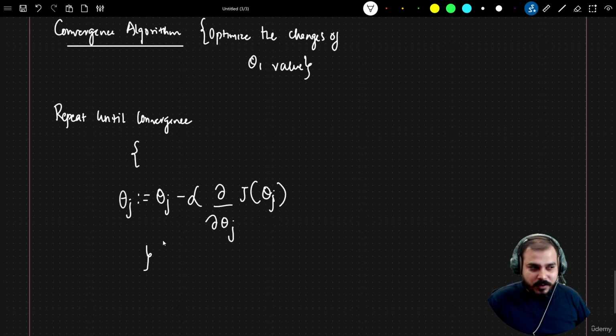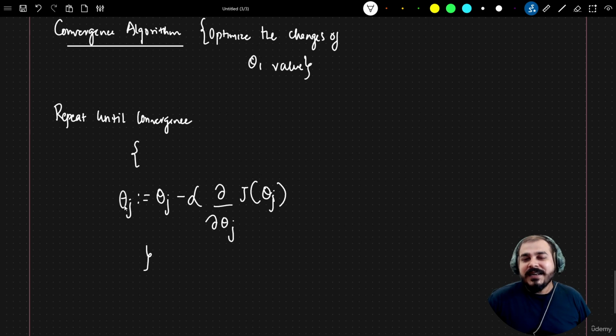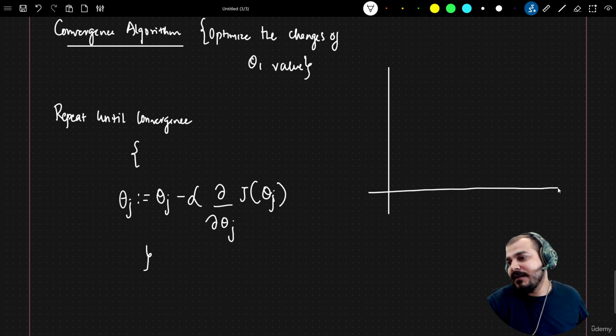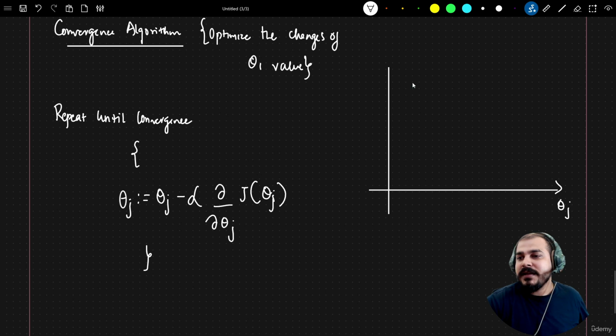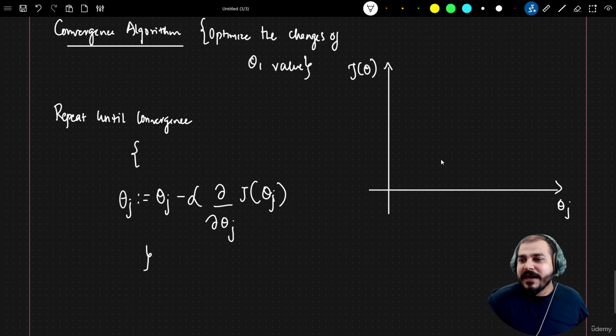Now what exactly is this? Try to understand. For this theta j, initially we'll initialize something and then find the cost function. And you know how the cost function is created. Here if I initialize and create a graph with theta j and J of theta, this is the graph we created right over here. You know that we usually get this kind of gradient descent.